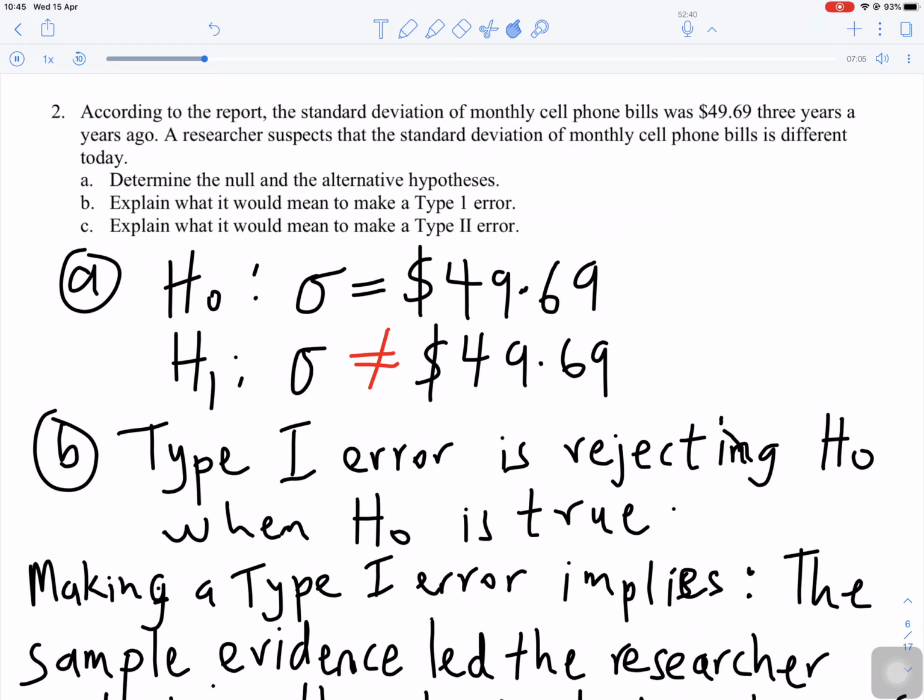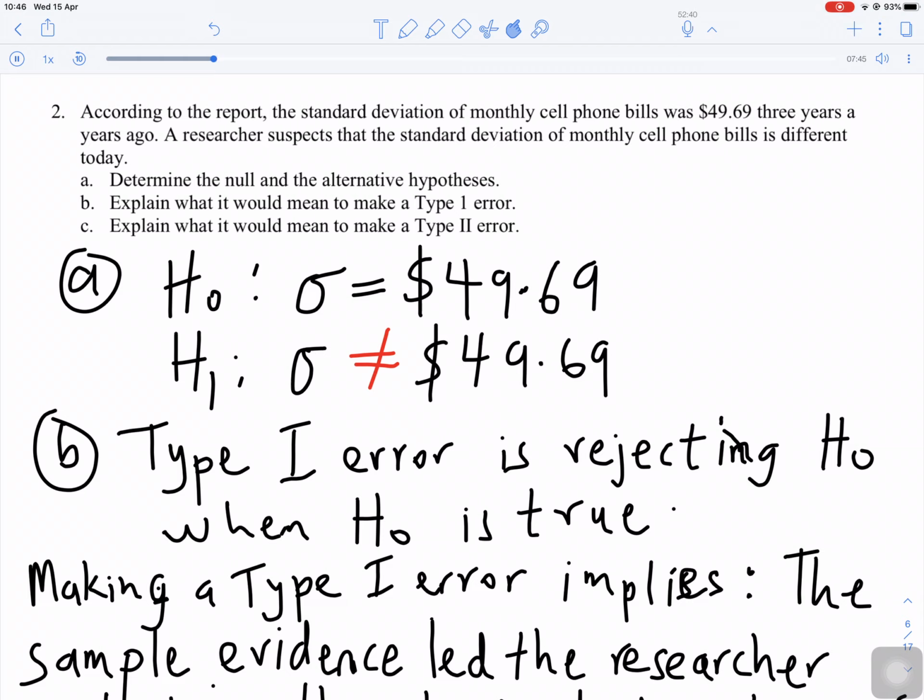Then the alternative hypothesis, we know from looking at what they are trying to verify in present times. The researcher suspects that the standard deviation of monthly cell phone bills is different. So the researcher is saying, right now sigma is not equal to $49.69. Because of the words is different today, it means that today the standard deviation is no more equal to 49.69. That is why the alternative hypothesis is sigma is not equal to $49.69.